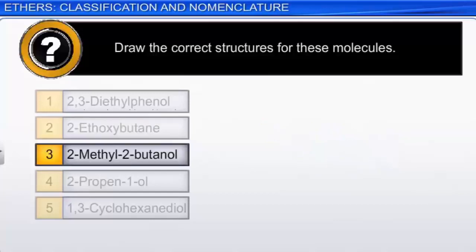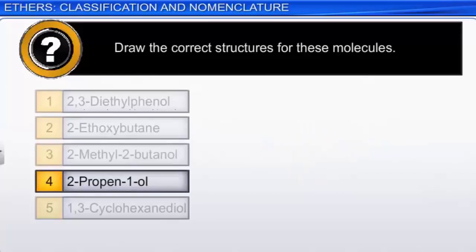Molecule 3 is 2-methyl-2-butanol. Start with a 4-carbon chain from butane. Place a hydroxyl group on carbon 2 and then put a methyl group on the same carbon.